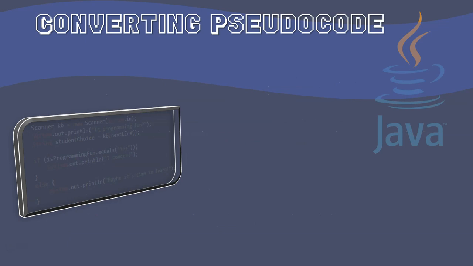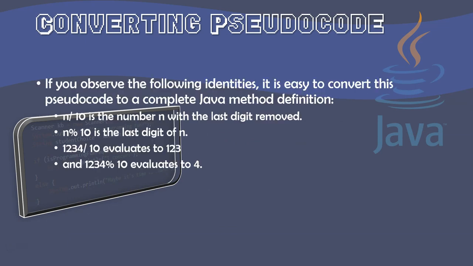So let's take that pseudocode now and convert it into actual code that we can use in our program. If you observe the following identities, it's easy to convert this pseudocode to a complete Java method definition. n divided by 10 is the number n with the last digit removed, because remember, it's an integer, so we don't have to worry about decimals messing with things. n mod 10 will give us the last digit of n, because remember, we're in base 10, so if we just say mod 10, it will simply return whatever that last digit is.